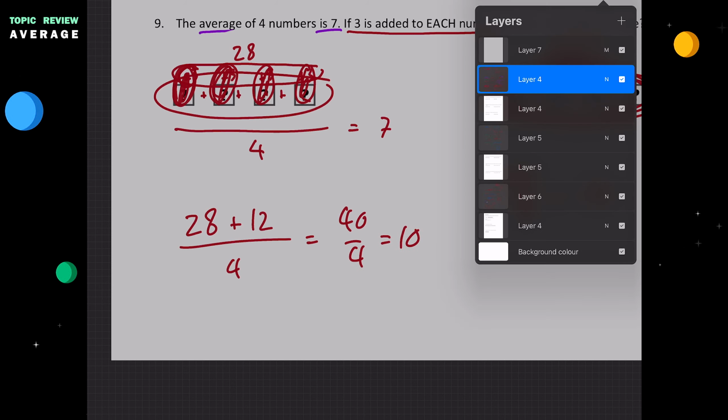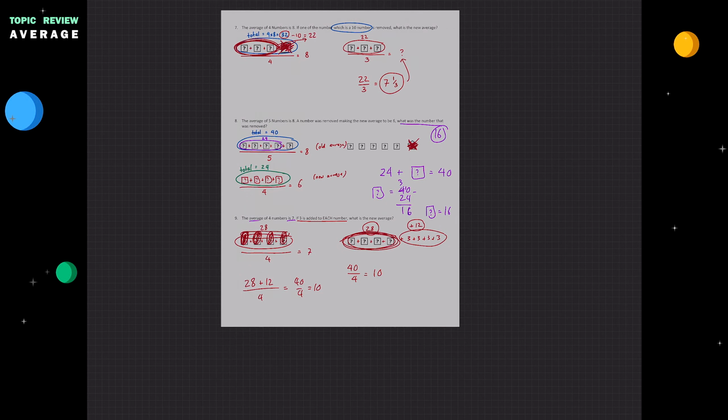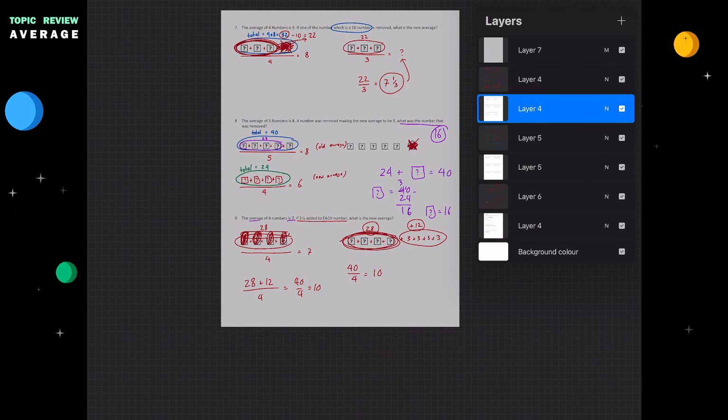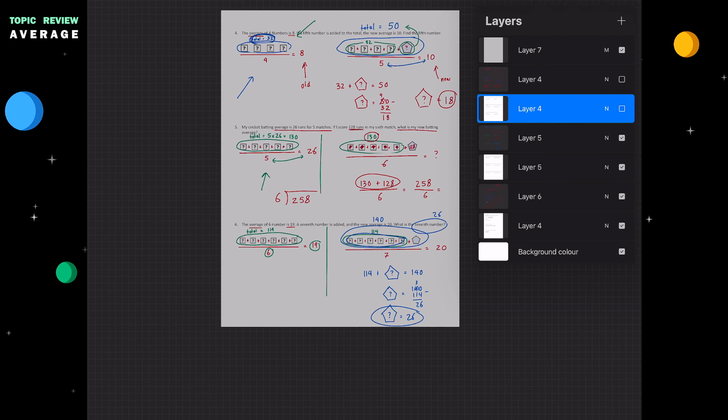All right. I think that was the last one. Hope that helps with understanding the idea of averages. Pretty hard to understand averages. So yeah, hope that helps.